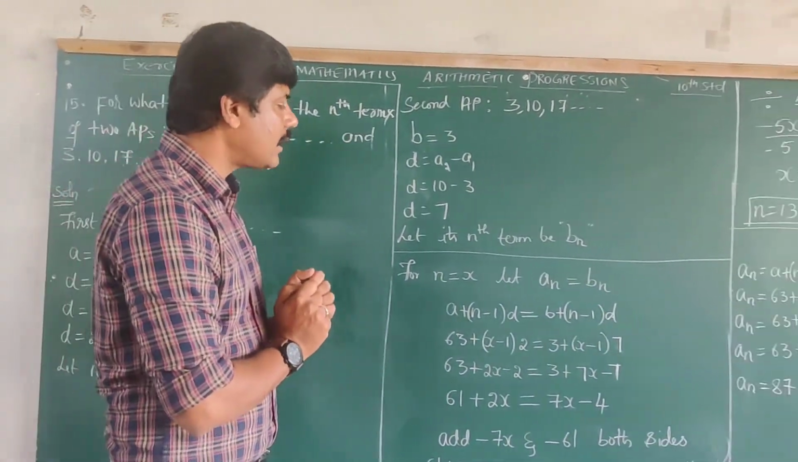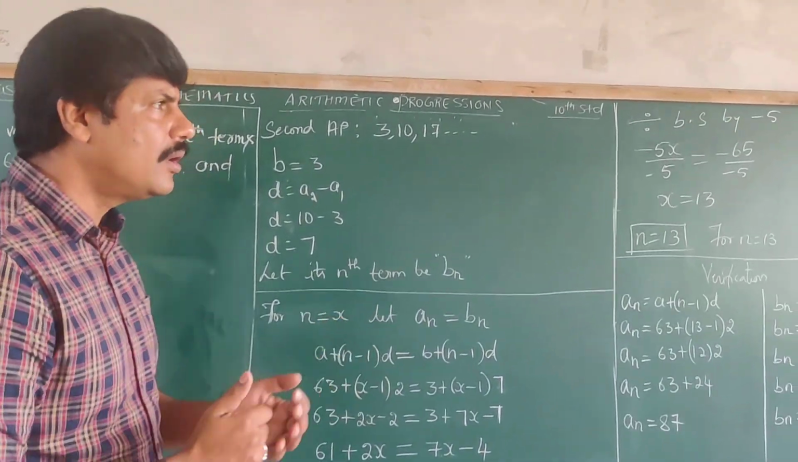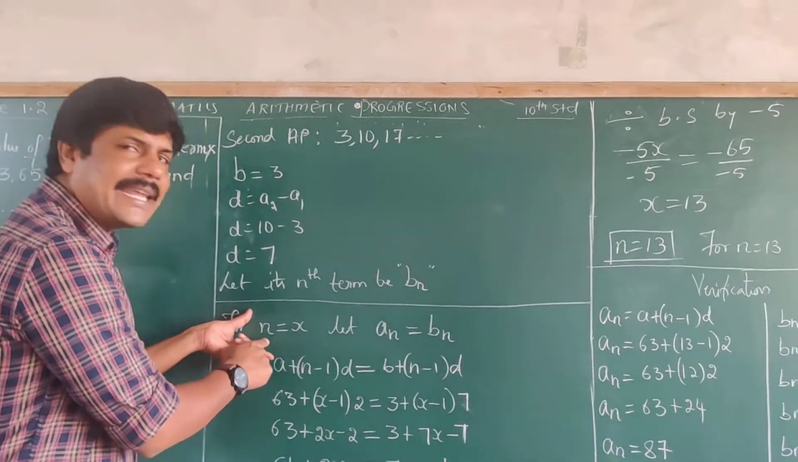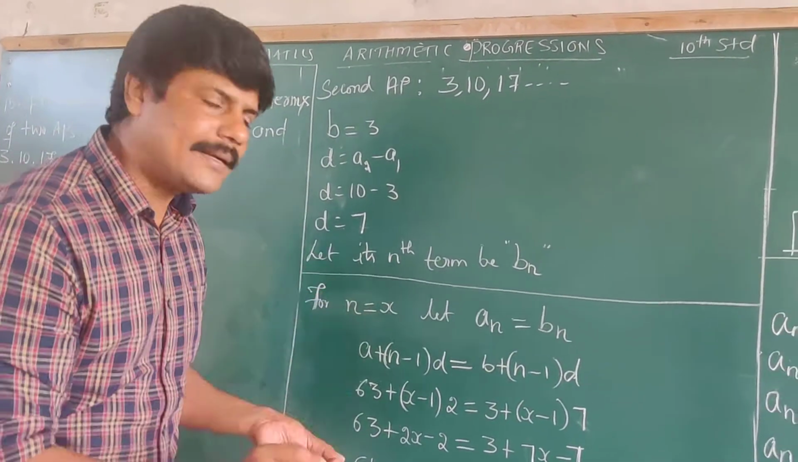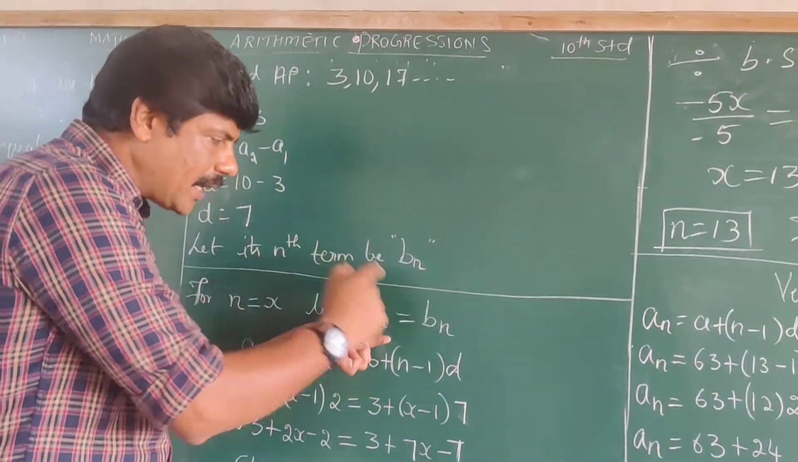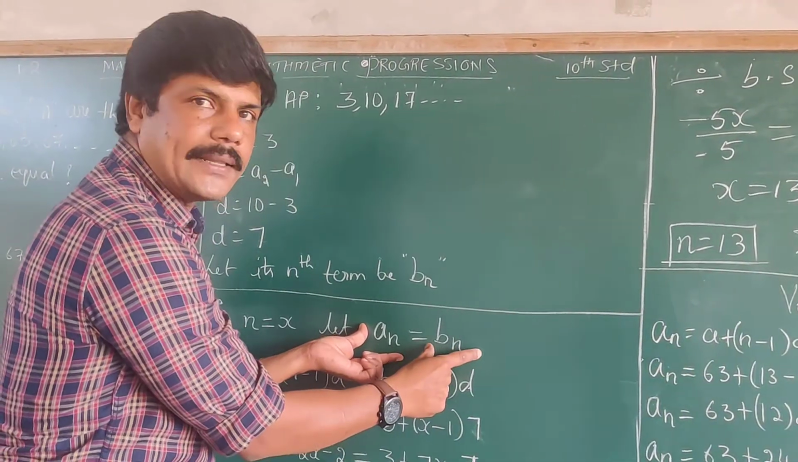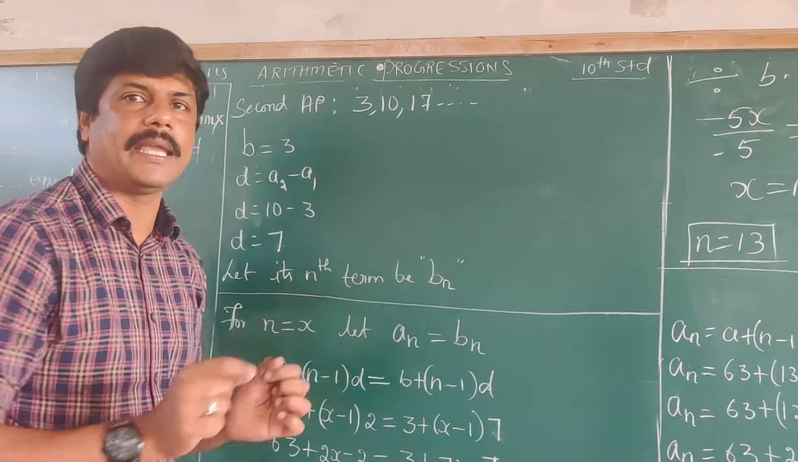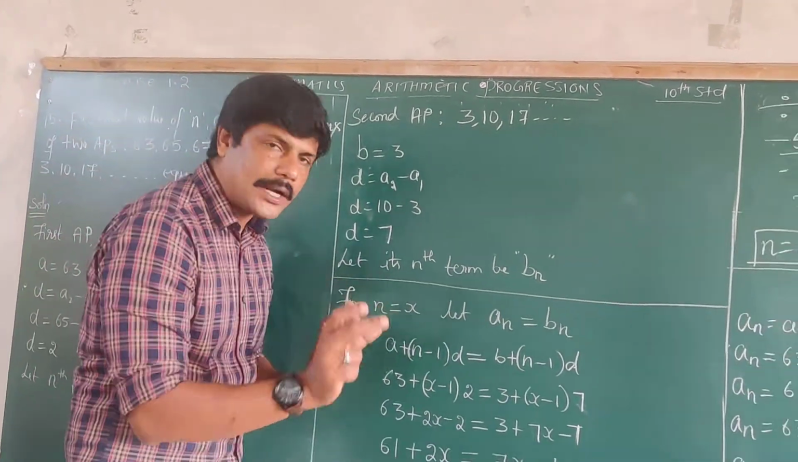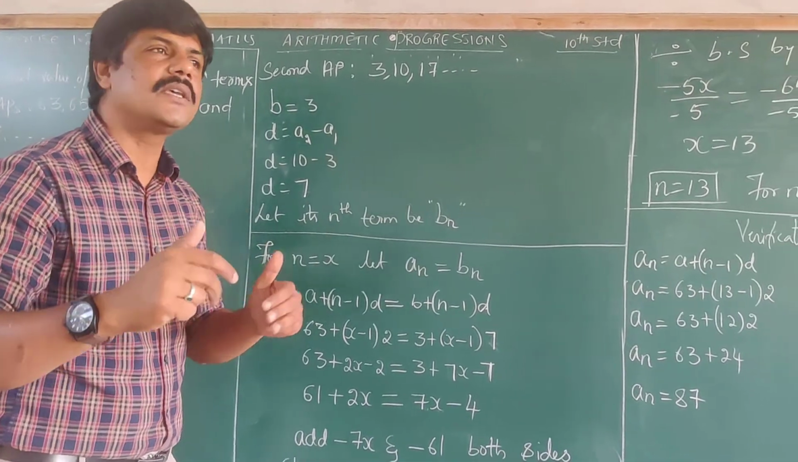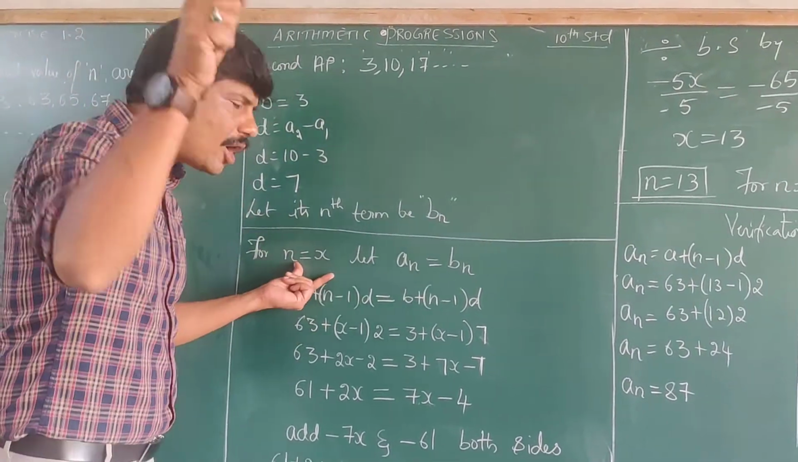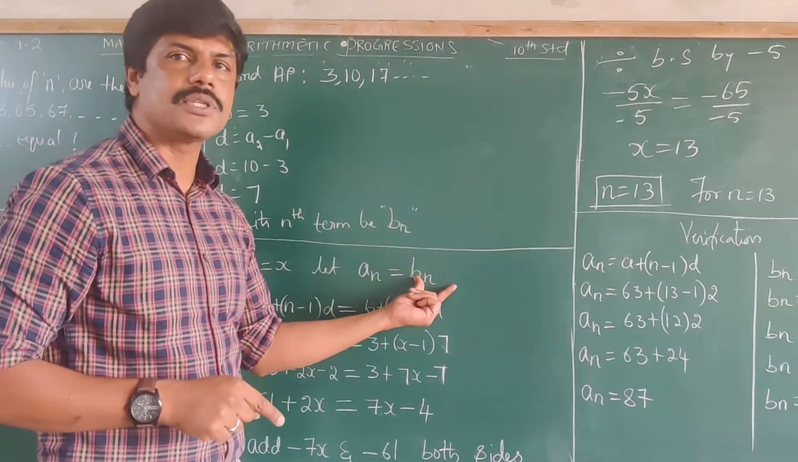Understand? Now, we do not know for what value. Let's assume that for n equals x, the nth term of one AP becomes equal to the nth term of the other AP, that is, an equals bn. We do not know for what value, so we have taken n equals x. x means we have to find that. So for some value of x, an becomes equal to bn.